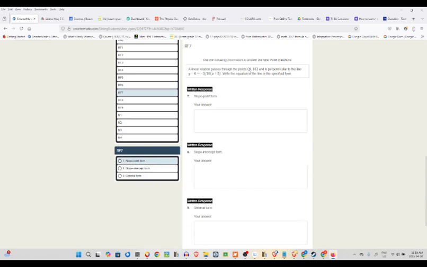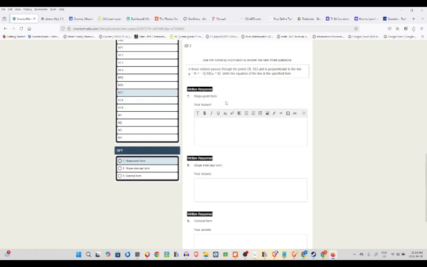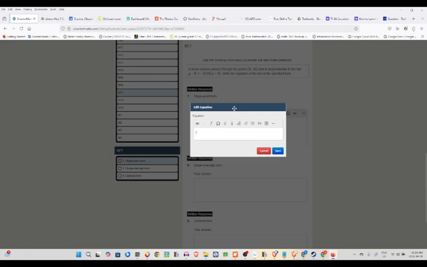A linear relation passes through the point (8, 15) and is perpendicular to the line y minus 6 equals negative 3/10 x plus 5. We want to write the equation of the line in specified form. So first, slope-point form. We know which point it goes through. Our slope-point form is y minus y1, in this case that's 15. We'll come back to the slope, m times x minus x1. So it goes through that point.